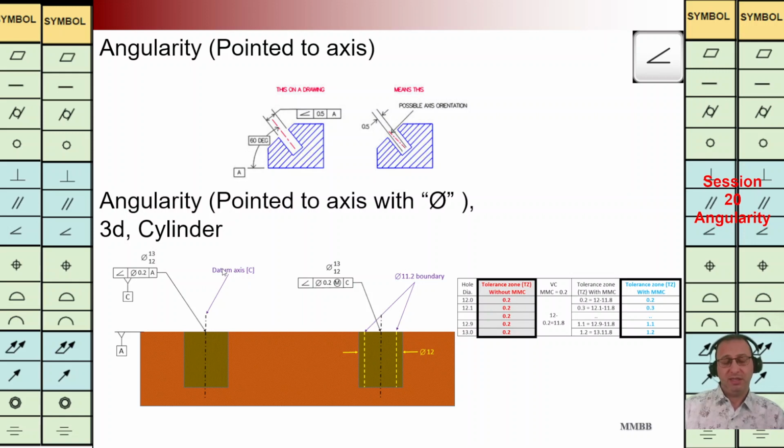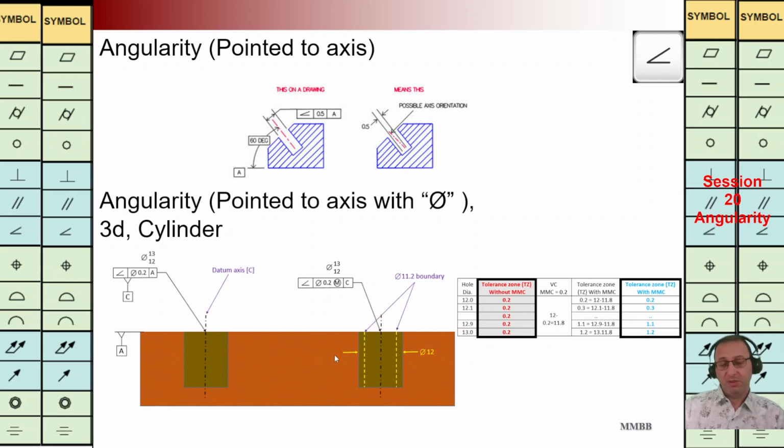In the third case, as we can see at the bottom on the left hand side, we are going to control the axis of this hole by having this angularity symbol. We have the diameter symbol, TZ is 0.2 back to A. A is this plane. In this situation, we are going to have a cylinder with a diameter of 0.2, and the axis of this hole should be in that cylinder. Somehow we can see it is 3D.